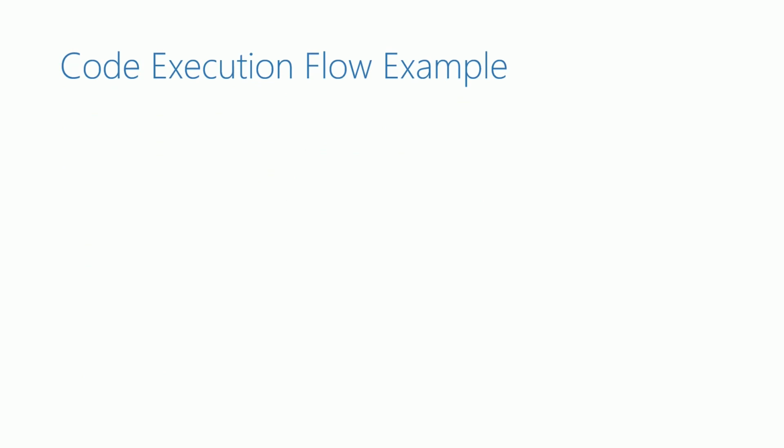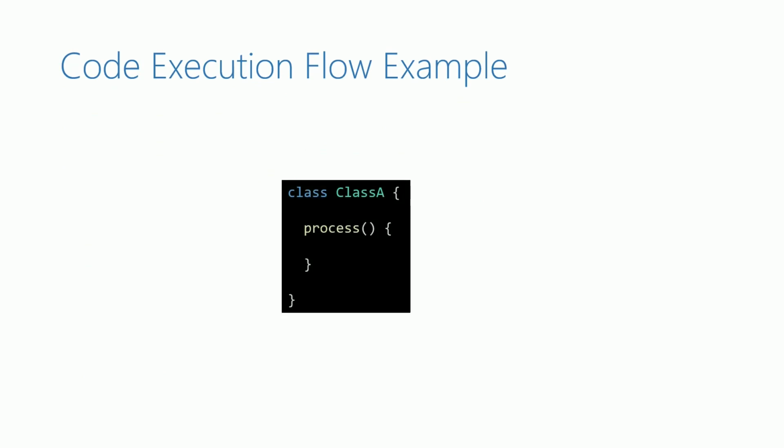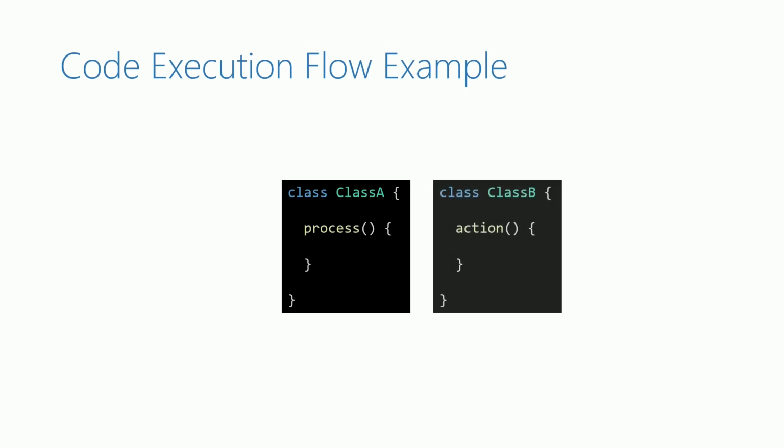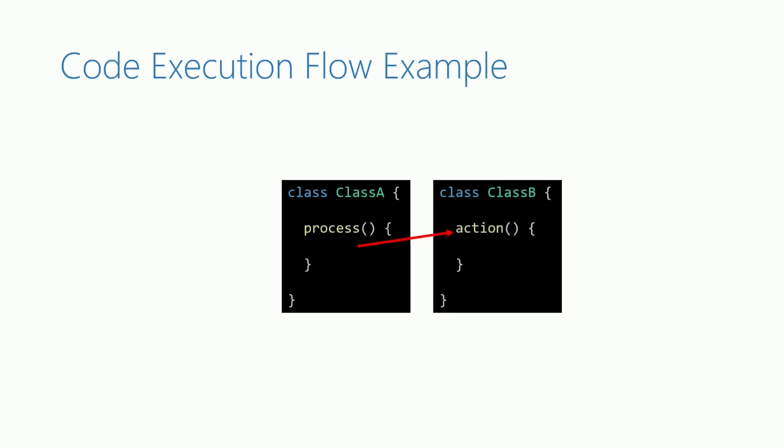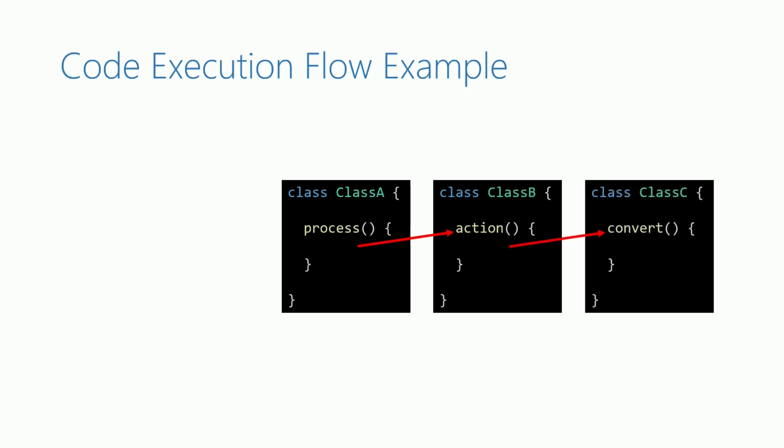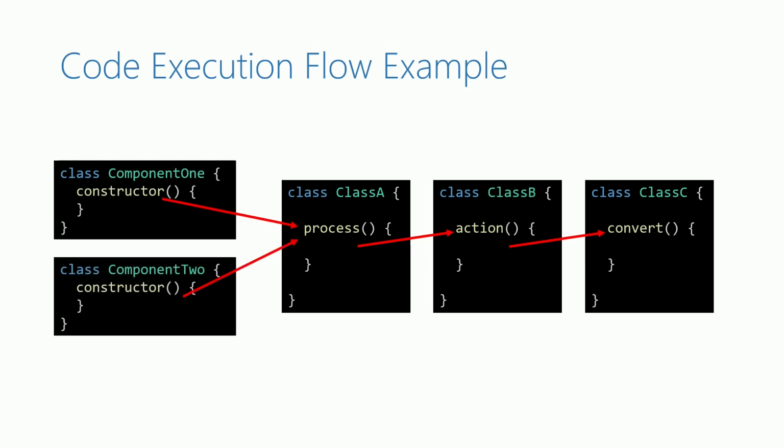Let us consider a class named class A which has a function named process. Within the process function, there is a need to call action function available in class B. Within the action function, there is a need to call convert function available in class C. Two Angular components wants to use the process function available in class A. Components are specific to Angular. From the programming language perspective, we can consider them as two separate classes which wants to use the process function in class A.